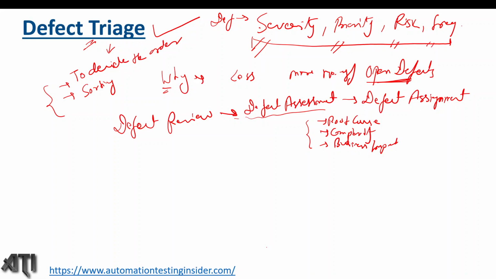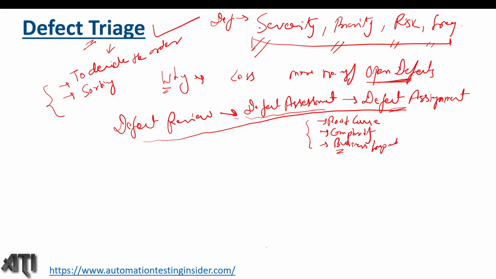So we have to discuss all these points: the root cause of the defect, the complexity, whether we can fix on time or not, and the business impact. If it is very important, then we have to give a higher priority to the defect. And the last thing is defect assignment. We have to assign the defect to a particular team or particular developer to fix that defect. So these are the three stages of defect triage: defect review, defect assessment, and defect assignment.